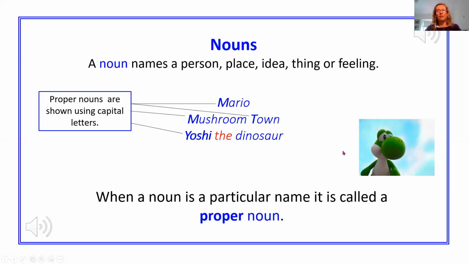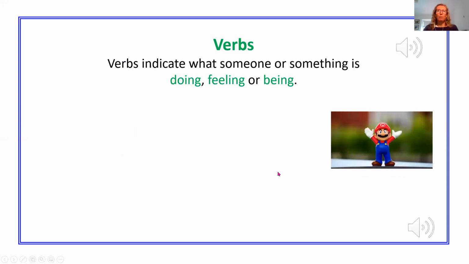And the next thing that we're going to look at are verbs. I wonder if you could explain what you think a verb is to somebody in your family, or you could write it down. If you start the video now and have a go at that. Good, well done if you've managed to do that. Let's have a look at what a verb is. So verbs indicate what someone or something is doing, feeling, or being.